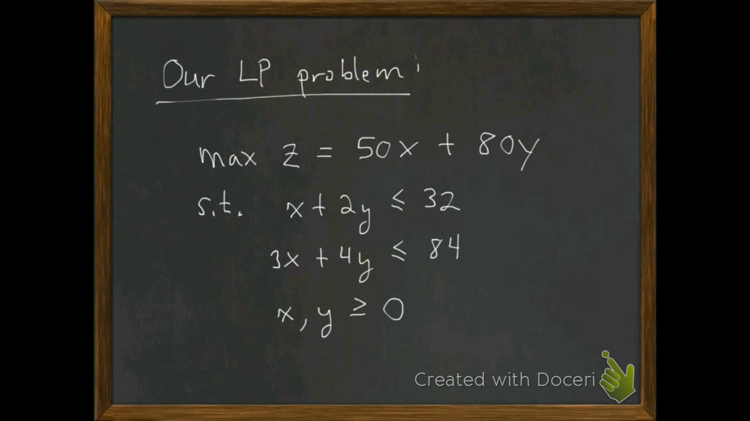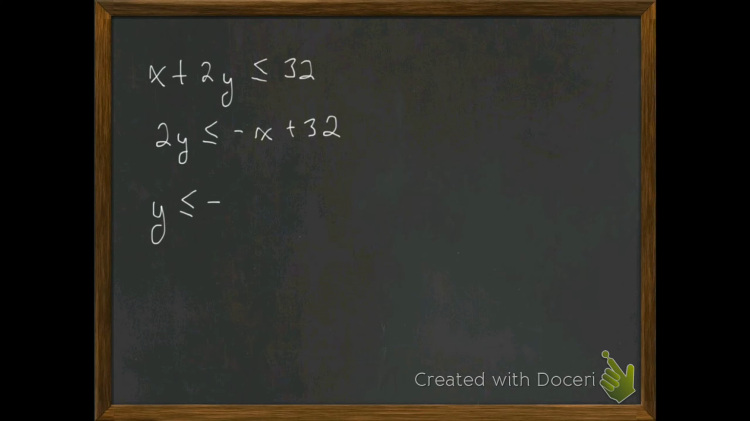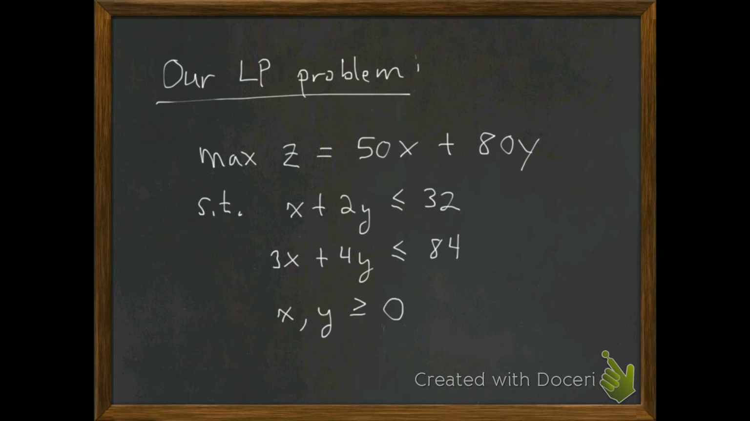Now, the very first thing we have to do after setting up the LP problem is we have to get our feasible region. So this x plus 2y less than or equal to 32, we've got some work to do. So subtract x from both sides. Divide everything by 2. So there's one of the constraints that I'm going to put in the calculator. Okay? Let's go back to the other one.